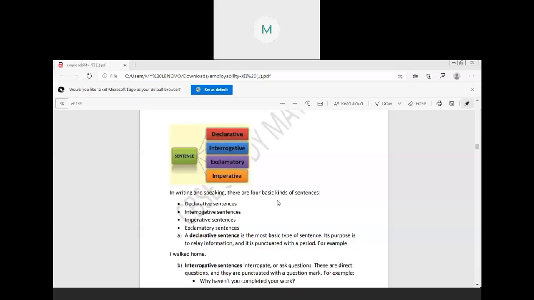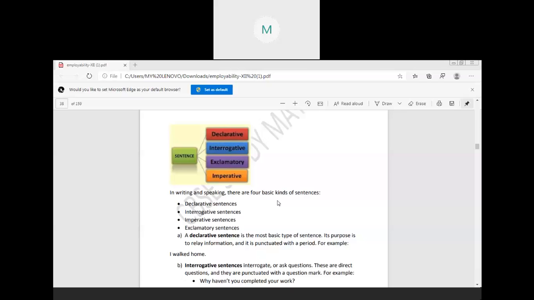Like here we are having the example of a declarative sentence, that is, I walked home. So this is a declarative sentence, meaning the person is declaring that he walked home. Or you can say like the sun sets. So वो क्या है? This is a declaration. Okay. So whenever there is a declaration being made, or when there is information being given, it is known as the declarative sentence.